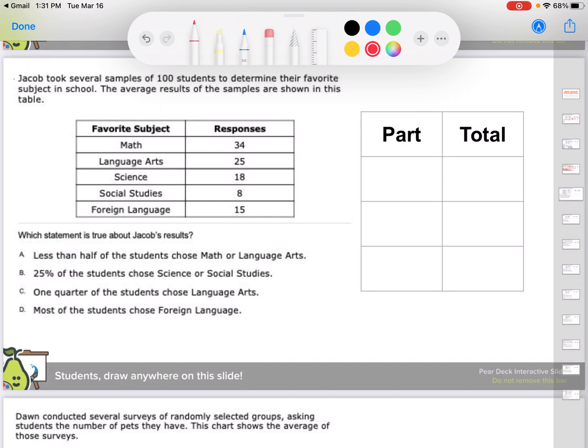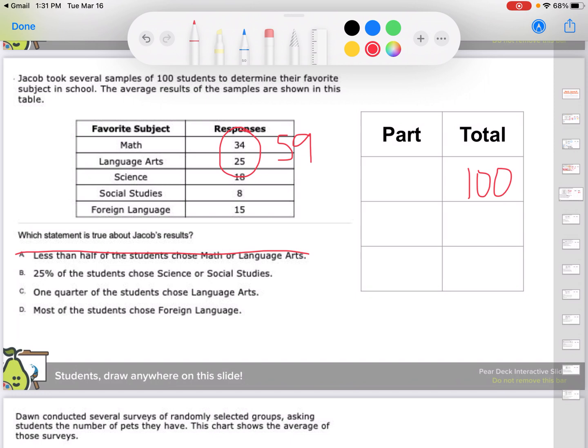Which statement is true about Jacob's results? So Jacob took samples of 100 students to determine their favorite subject in school. So I know that the total is 100. Then I have to decide, less than half of the students chose math or language arts. Well, 25 plus 34, well, that's going to be 59. Less than half. Well, half of 100 is 50, so that's not true.